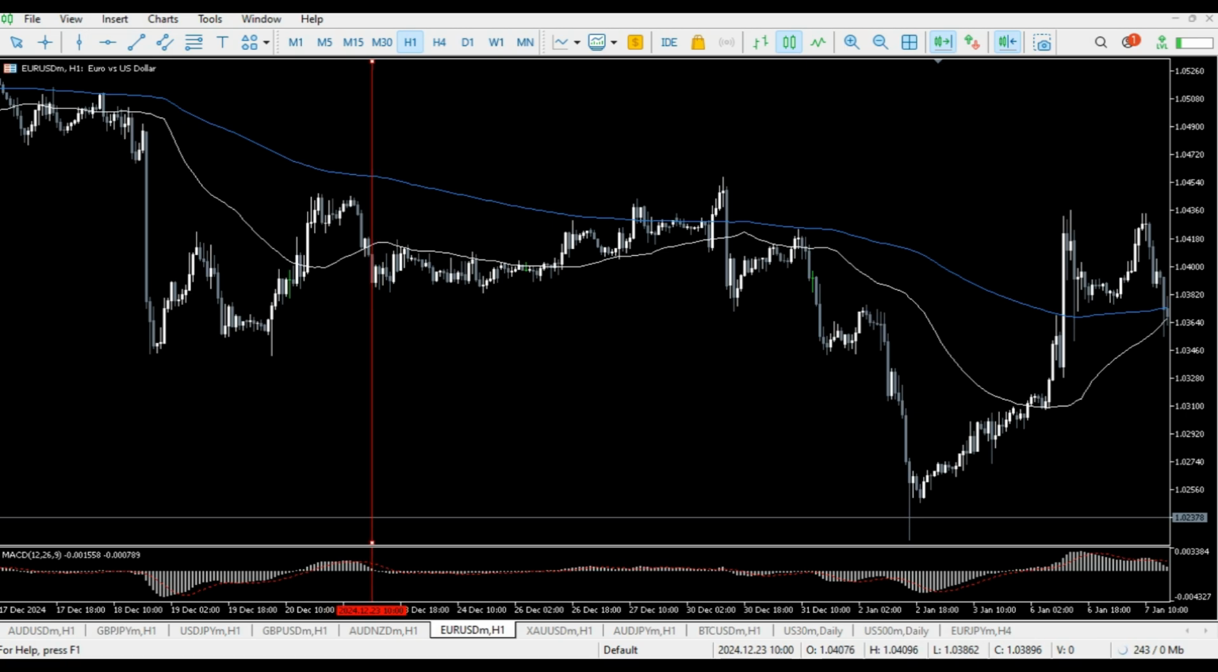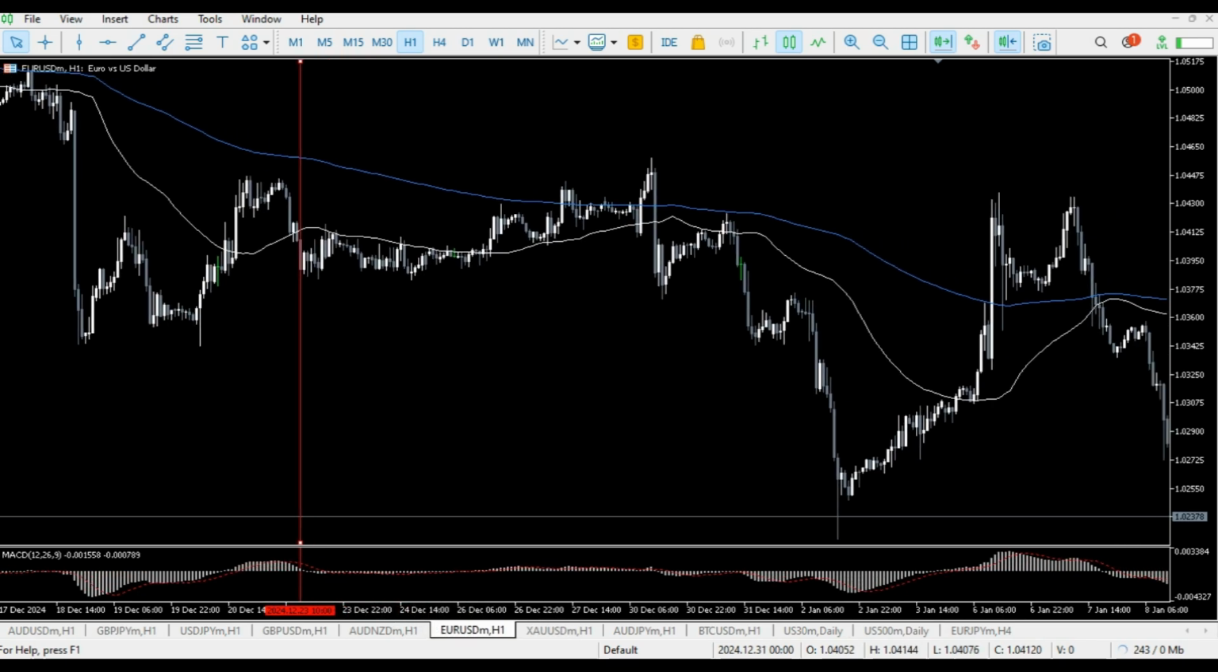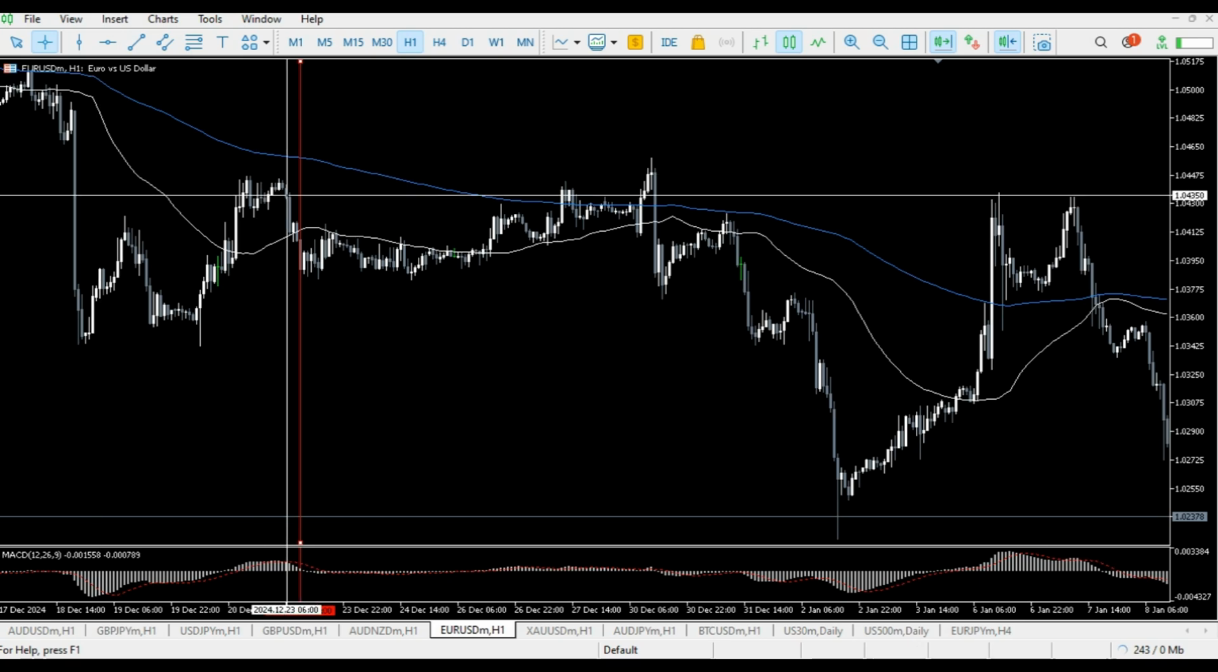Previously, price pulled back and did not touch the 200 EMA. First confirmation. Second confirmation, the MACD pulled above, then crossed below, and then crossed below the zero line here. That's an indication for the continuation.